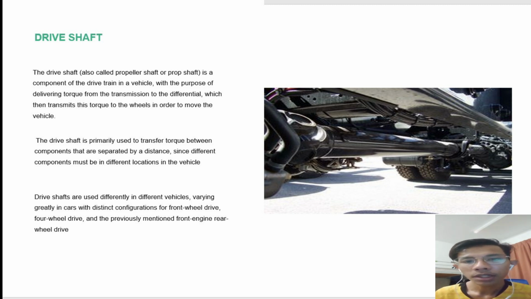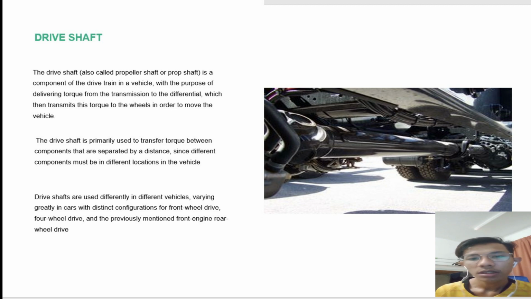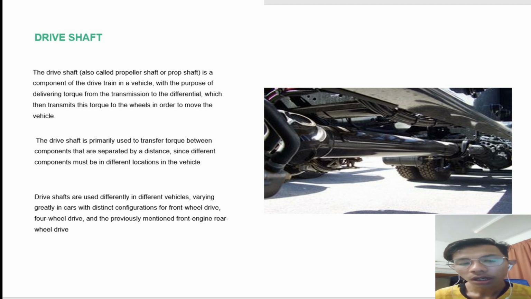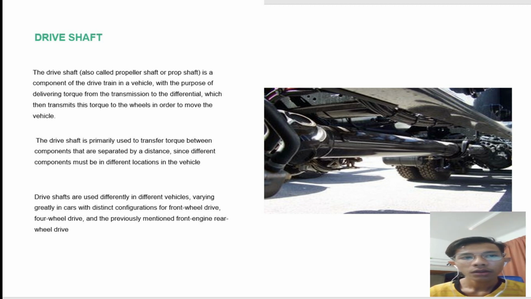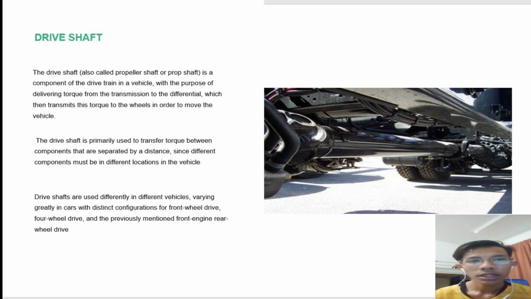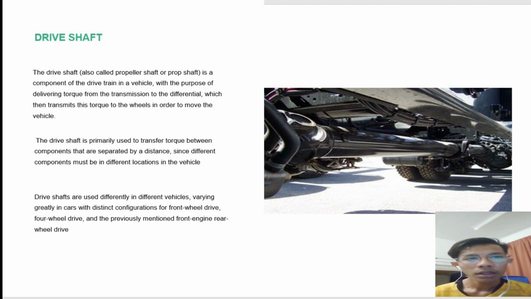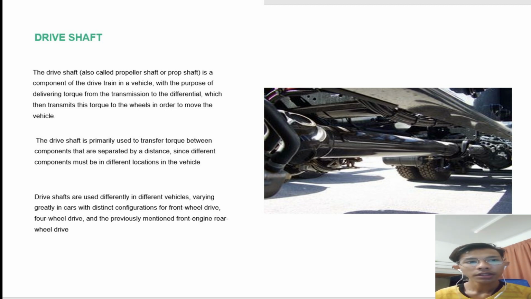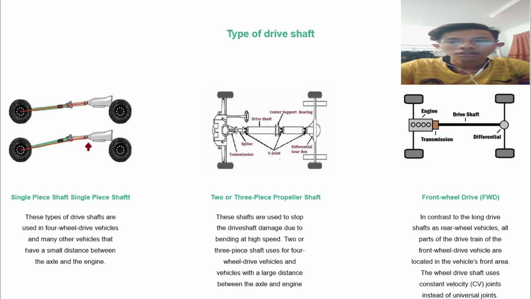The driveshaft is primarily used to transfer torque between components that are separated by a distance, since different components must be in different locations in the vehicle. Driveshafts are used differently, varying greatly in cars with distinct configurations for front wheel drive, four wheel drive, and the previously mentioned front engine rear wheel drive. There are three types of driveshaft commonly used in vehicles, which are the single piece shaft, the two or three piece propeller shaft, and front wheel drive FWD.